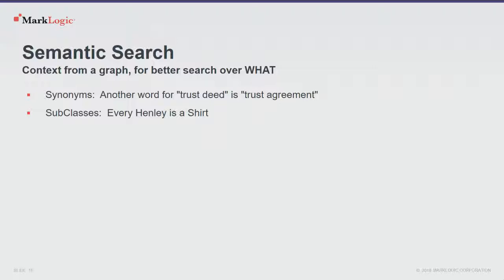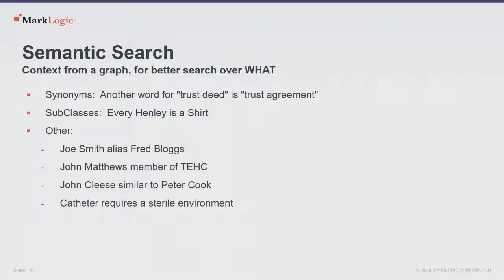There's subclasses. So if I know that every Henley is a shirt, then if I'm running a report about shirts, I expect every record about Henleys to also show up in that report. But there are other kinds of variants as well. And you can get as sophisticated as you want with this. So Joe Smith has an alias. John Matthews is a member of TEHC, which is the Ethical Hackers Club. John Cleese is similar to Peter Cook. And a catheter requires a sterile environment, and that's one of my personal favorites.